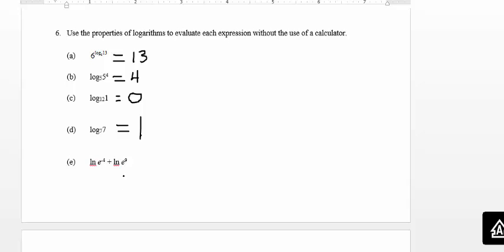All right, here we have the exponent that you apply to e to get e to the negative 4th, so that's negative 4, added to the exponent you apply to e to get e to the 9th. That's 9. So negative 4 plus 9 is 5.